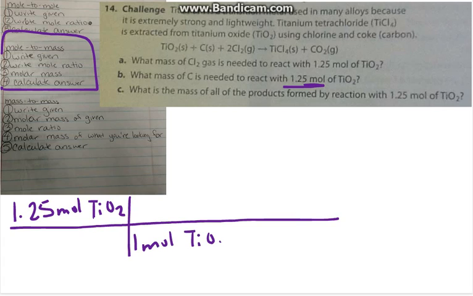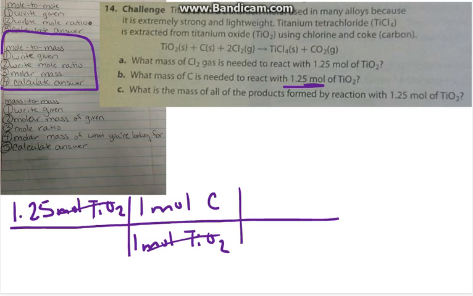Step 2 says to write the mole ratio. I look up in the actual equation. I'm dealing with TiO2 and C. I put my 1 mole of TiO2 on bottom, so it'll cross out. And every time I have 1 mole of TiO2, I always have 1 mole of carbon. It is a 1-to-1 ratio.